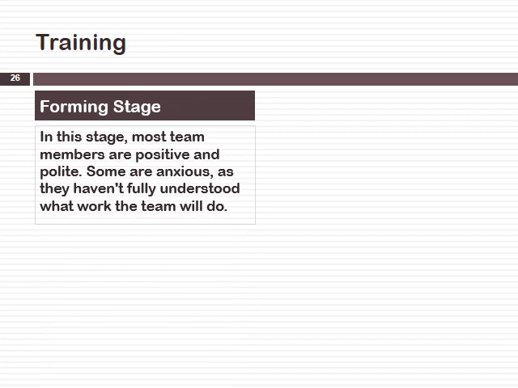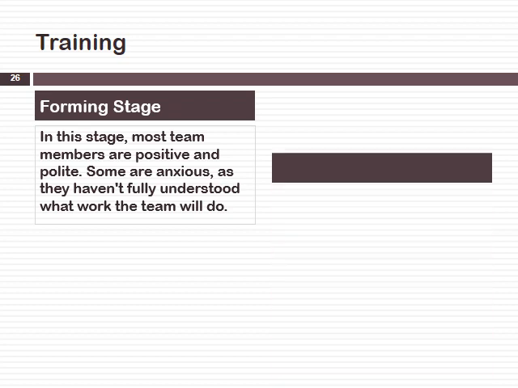Under the forming stage, most team members are positive and polite. Some are anxious as they haven't fully understood what work the team will do. In this forming stage, this is when you bring all board members together in one room during orientation or during training or whatever, for the first time for them to meet. And like this stage states, they're normally positive and polite. Some are a little nervous.